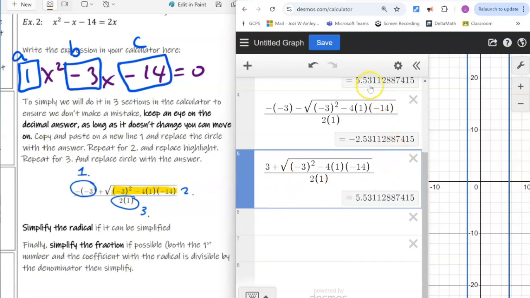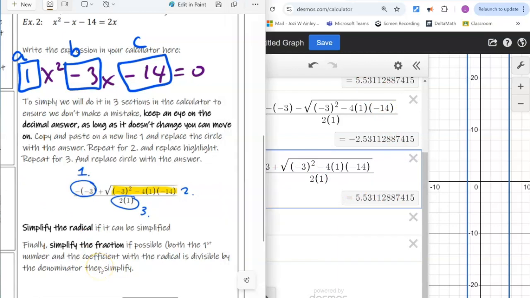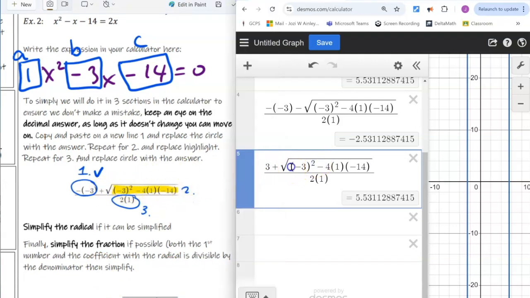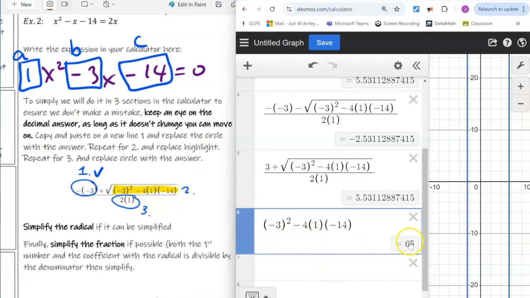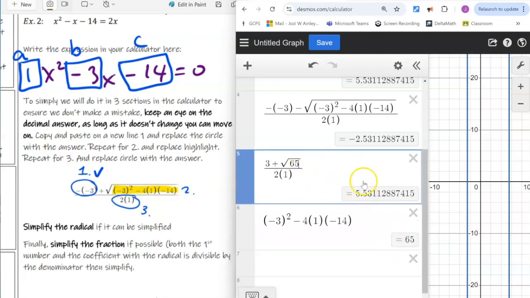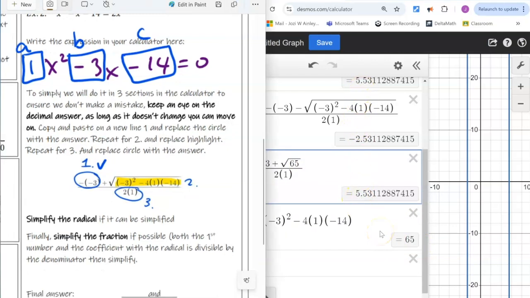All right, now I'm looking at my number. Did it change? No. So I've done step 1 correctly. So I can check off that I did 1. Now I'm going to go do step 2. Everything highlighted. So I'm going to take everything highlighted and put it in the calculator. It gives me an answer. So I'm going to replace everything underneath the radical with what? 65. So let's go ahead and do that. We're going to replace it with 65. All right, looking at my decimal, did it change? No. So step 2 is right.